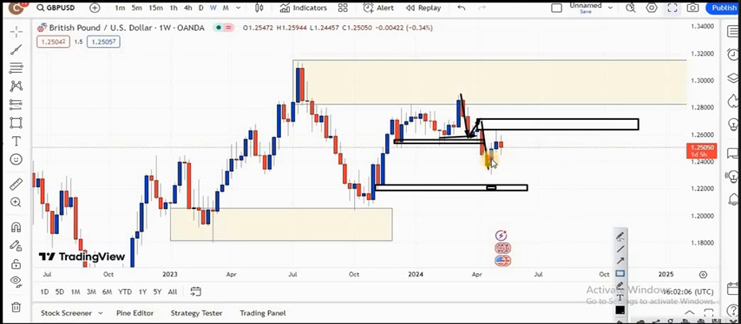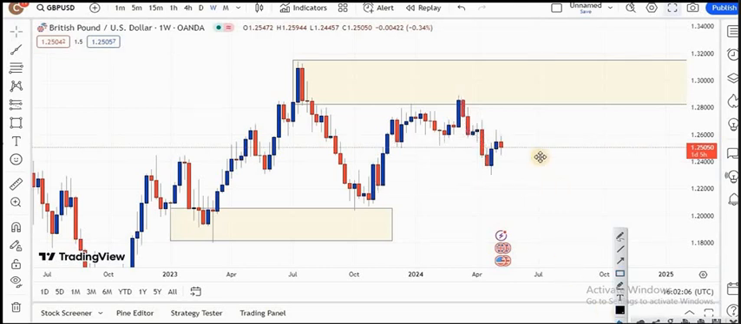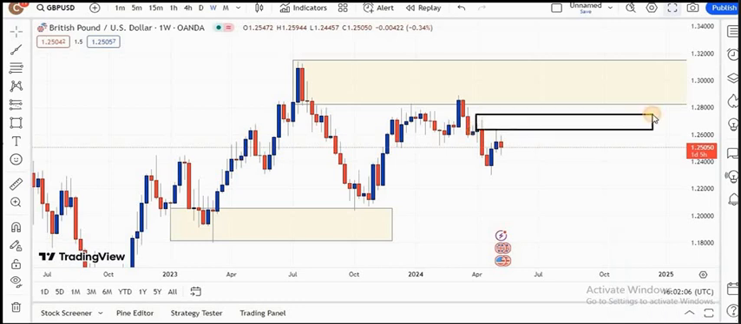And last week the market tapped into that supply zone. Look at it. The market tapped into that particular supply zone. Looking at it, this supply zone here, the market tapped into it. You know that this liquidity pool or supply zone starts from the close of this blue candle to the high here.